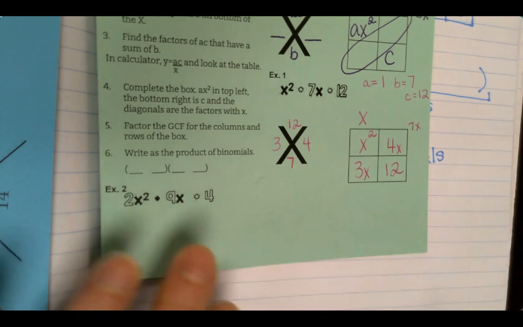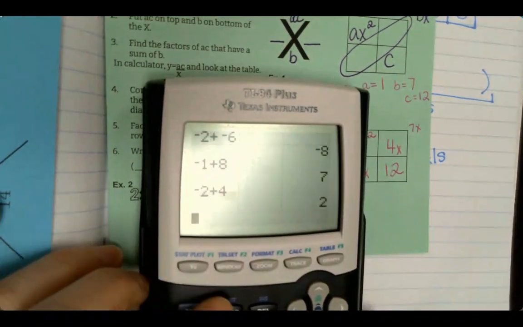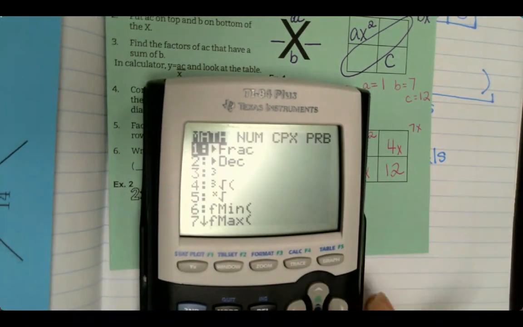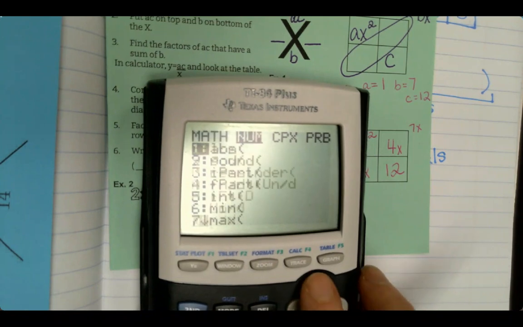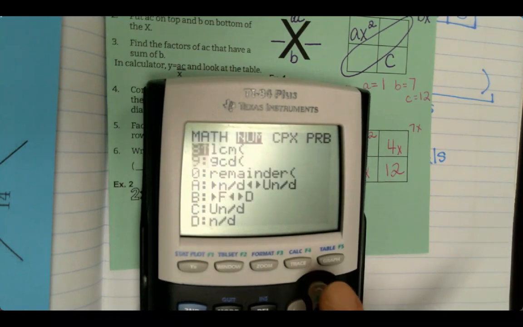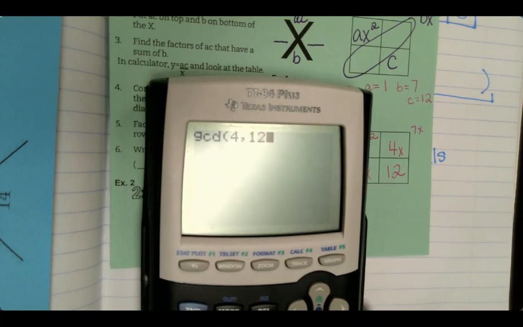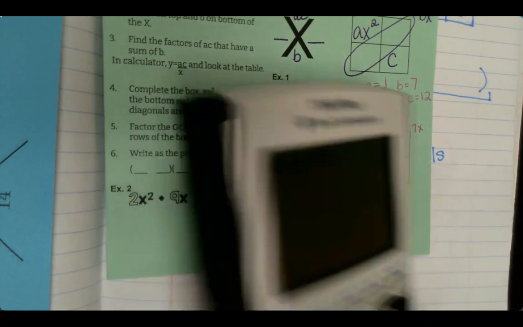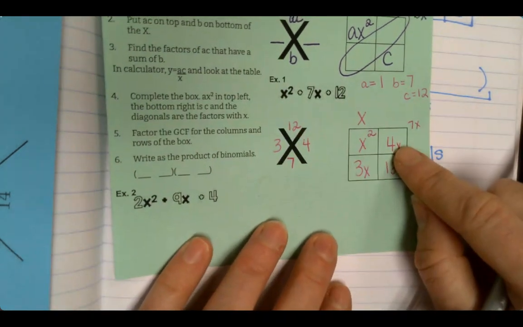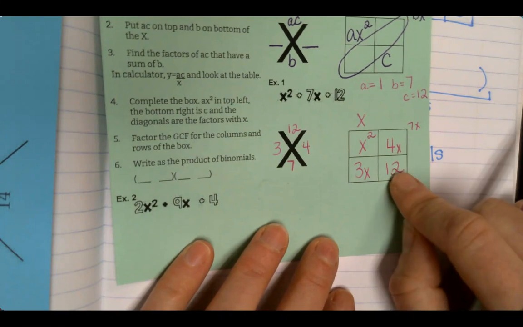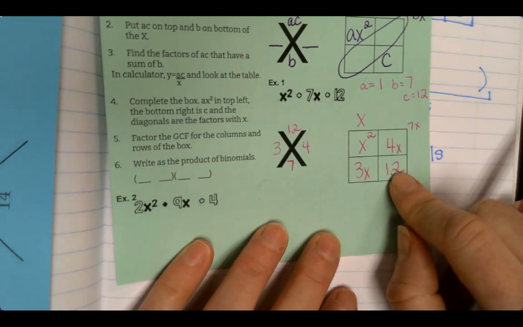Remember, we can still do GCF in our calculator. You go to math, over to number, go to GCD, and we're looking at 4 and 12. And it's 4, which makes sense because 4 will divide 4, and 12 can be divided by 4.